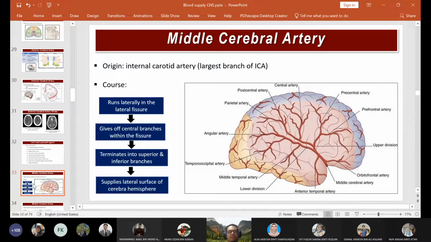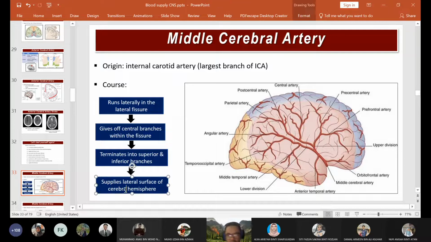Okay, now the middle cerebral artery. Okay, already halfway. So the middle cerebral artery is the largest branch of the internal carotid artery. The biggest. Okay, it runs laterally. Just now it was medially, this one is laterally. It runs laterally in the lateral fissure. You see the lateral fissure right here. Okay. It gives off many branches within the fissure. It terminates into the superior and inferior branches.